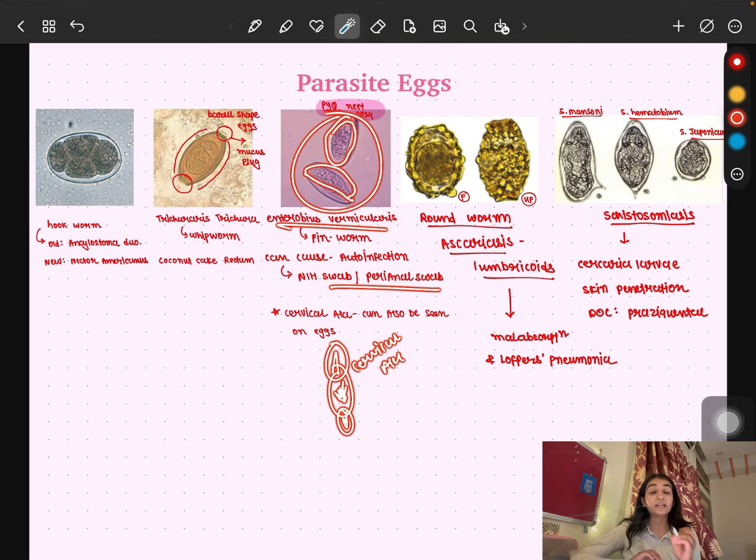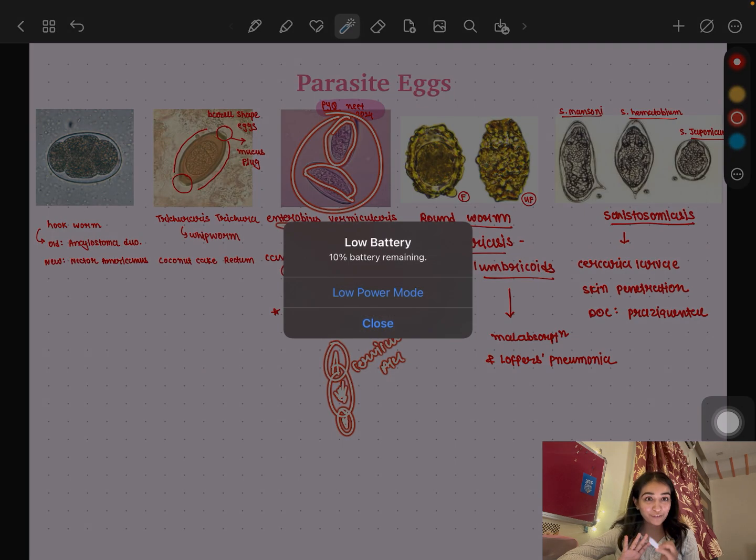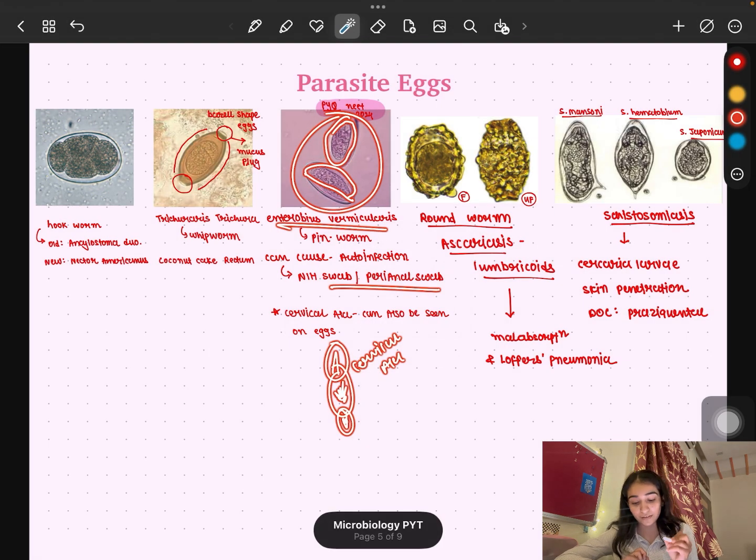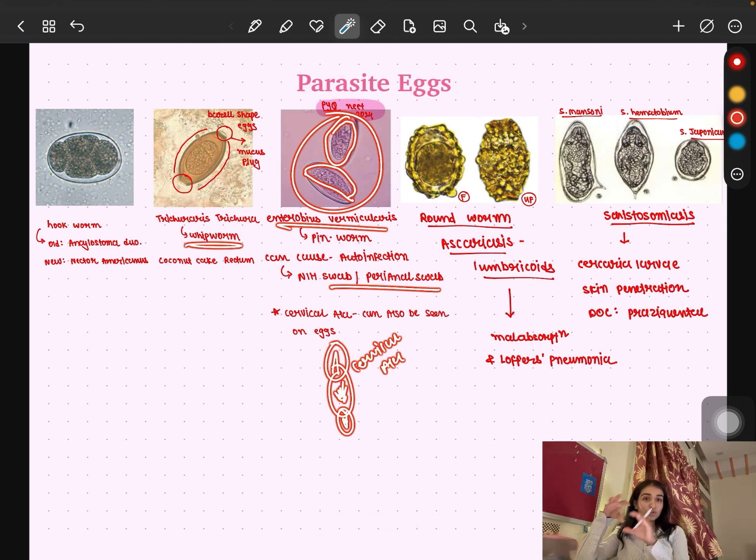Okay, so the second most important, I feel, out of everything, is whipworm. Whipworm is Trichuris. You can see it has this mucus plug at the end. This is the egg, and at the end you can see very clearly the mucus plug. So it is called whipworm, and you usually get coconut cake rectum in whipworm infection. So yeah, this is whipworm.